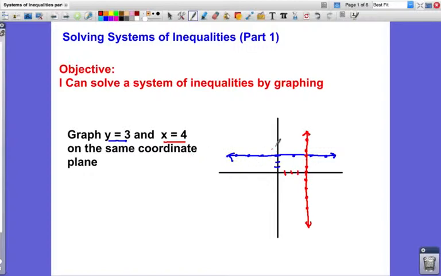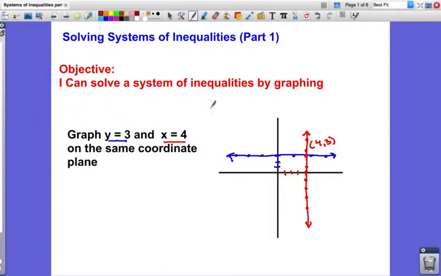Now, if this was a system of equations, our solution would be this point of intersection right here, where the two lines cross. And that would be the point, what is this, 4, 3. Because my x is equal to 4, my y is equal to 3. This right here is a system of equations. This is where they overlap. This is the solution to this system of equations. Okay, because this solution right here, 4, 3, works for both of these equations.